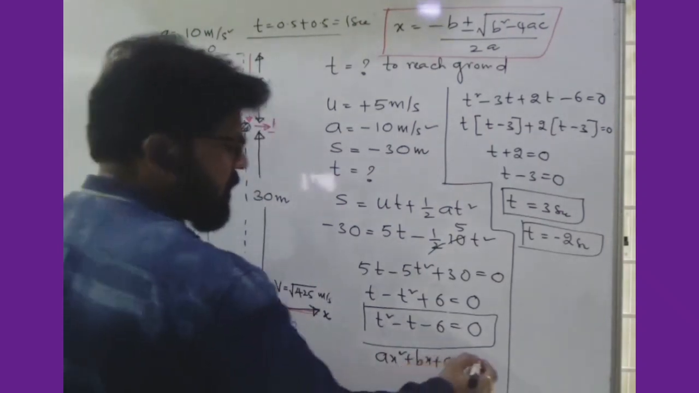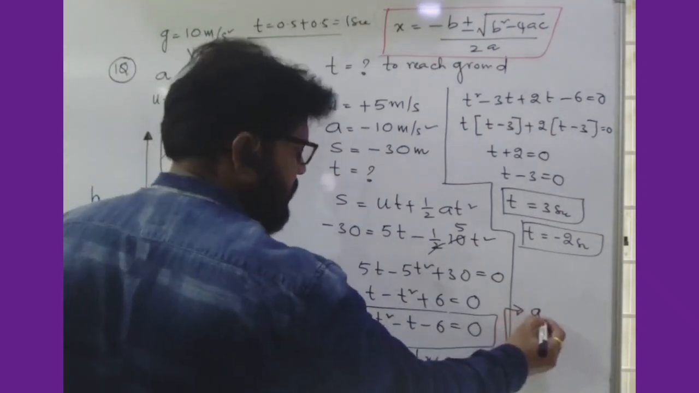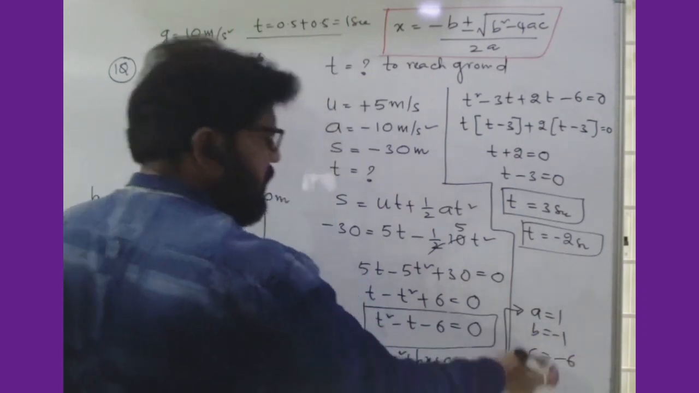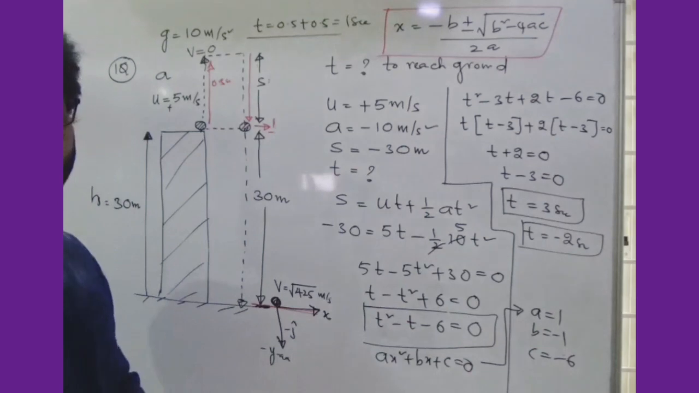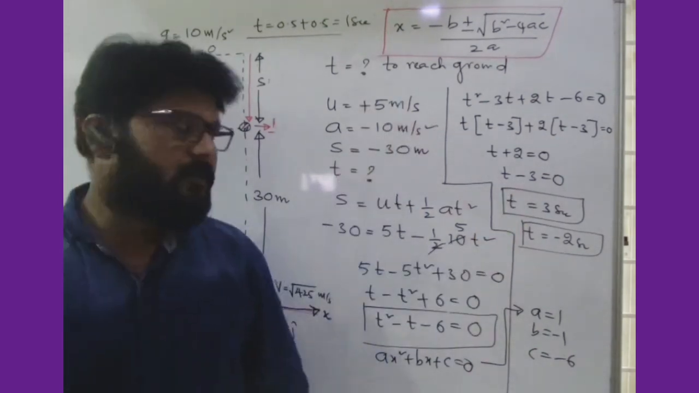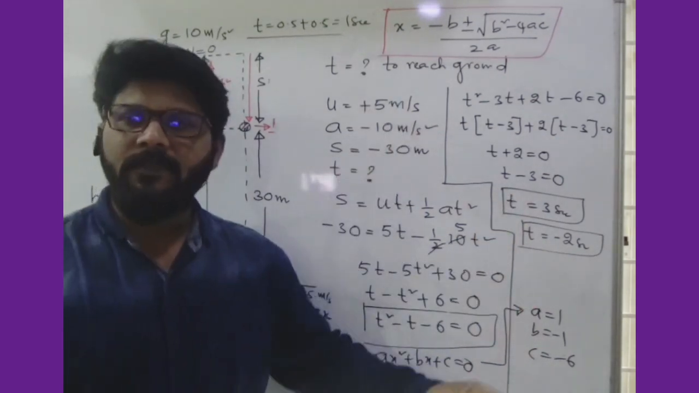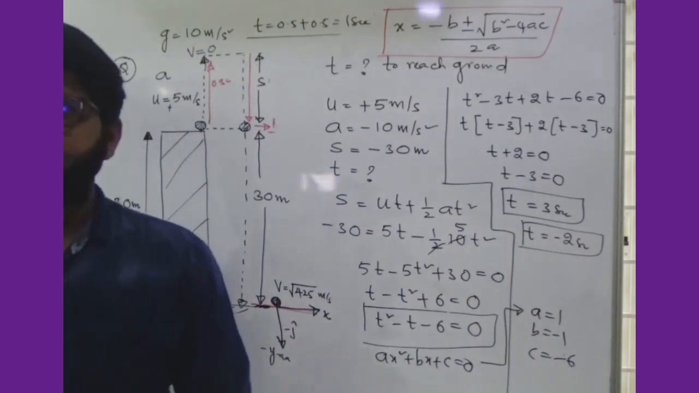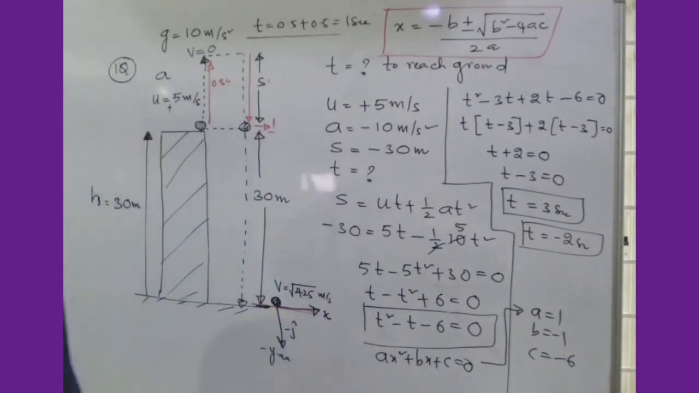If you compare these terms here, what is a? a is equal to 1, b is equal to minus 1, c is equal to minus 6. Take these values and substitute there, you will again get two possible values. You can get the same answer, you can verify it. Is it clear, all of you? Okay, now take a screenshot, then we will proceed with yesterday's JEE question.